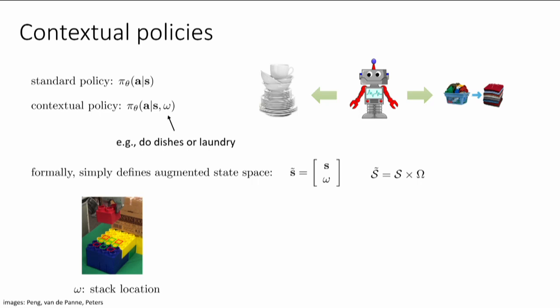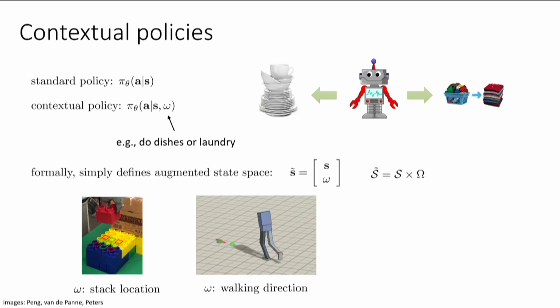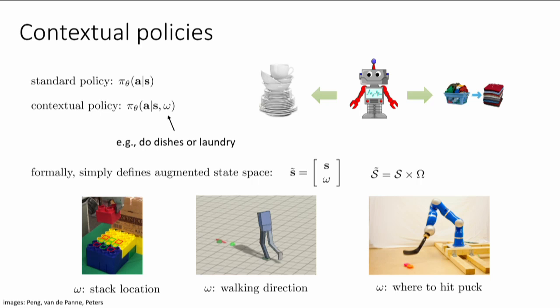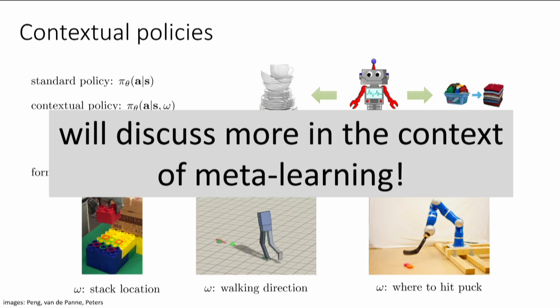This is a very simple idea, but it's actually tremendously useful. And it's been used in a number of different works, especially in robotics. If you want a robot to learn to stack Lego blocks in different locations, the context is the desired Lego block location. If you want a robot to walk in different directions, the context is the direction that you want it to walk in. If you want to hit a puck with a hockey stick to a different location, omega is the destination where you want the puck to go. So contextual policies, very simple idea, a very effective idea. And as we'll see on Friday, it comes up very often in the context of meta-learning also. So you'll learn about contextual policies as a building block towards meta-learning later on.